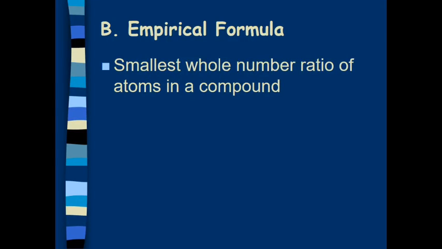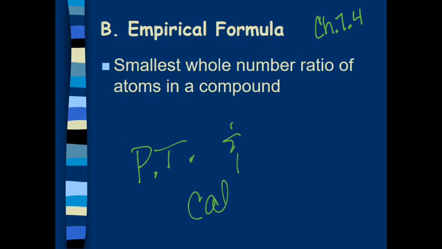Hello again, this is Chapter 7, Section 4. We just finished up with percentage composition. Now we're moving on to empirical formula and molecular formula calculations. Make sure that you have a periodic table and a calculator while we go through this particular lesson. So, periodic table, calculator.